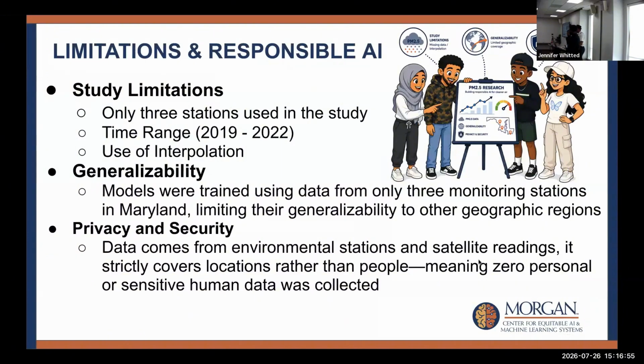So, some limitations when it came to the project. First of all, we only have 3 sites. However, that does not cover the entire world, nor the entire United States. We couldn't use this data to predict for other areas that these stations do not cover. In the time range 2019 to 2026, we are currently in 2026.